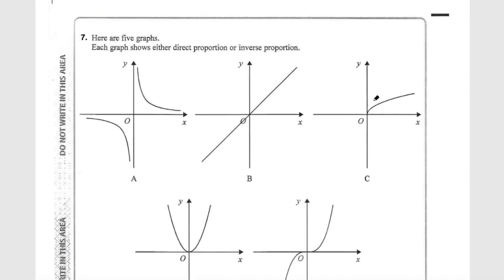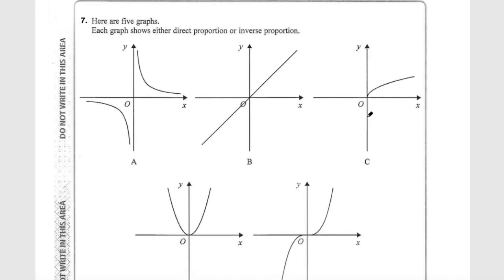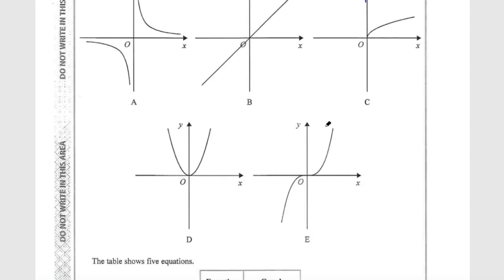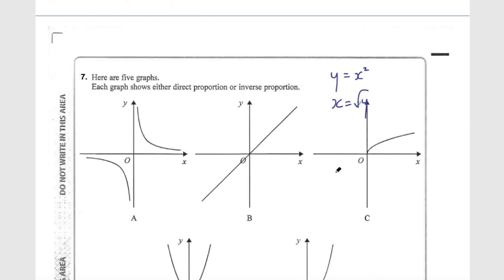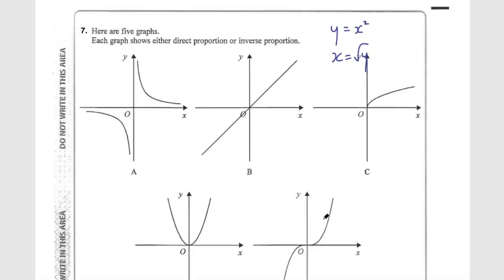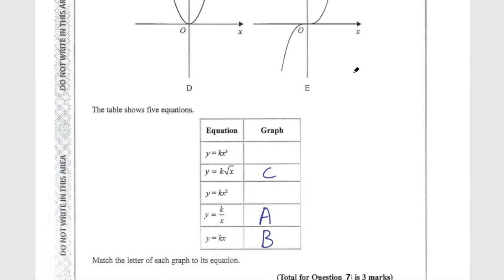This sideways quadratic, that's if you think about the graph of a quadratic where y will equal x squared something, if you do the inverse of that, x equals the square root of y, this is the kind of graph that you get. So I'll be looking for a square root here somewhere, so that's y equals k square root x, so that will be graph C.